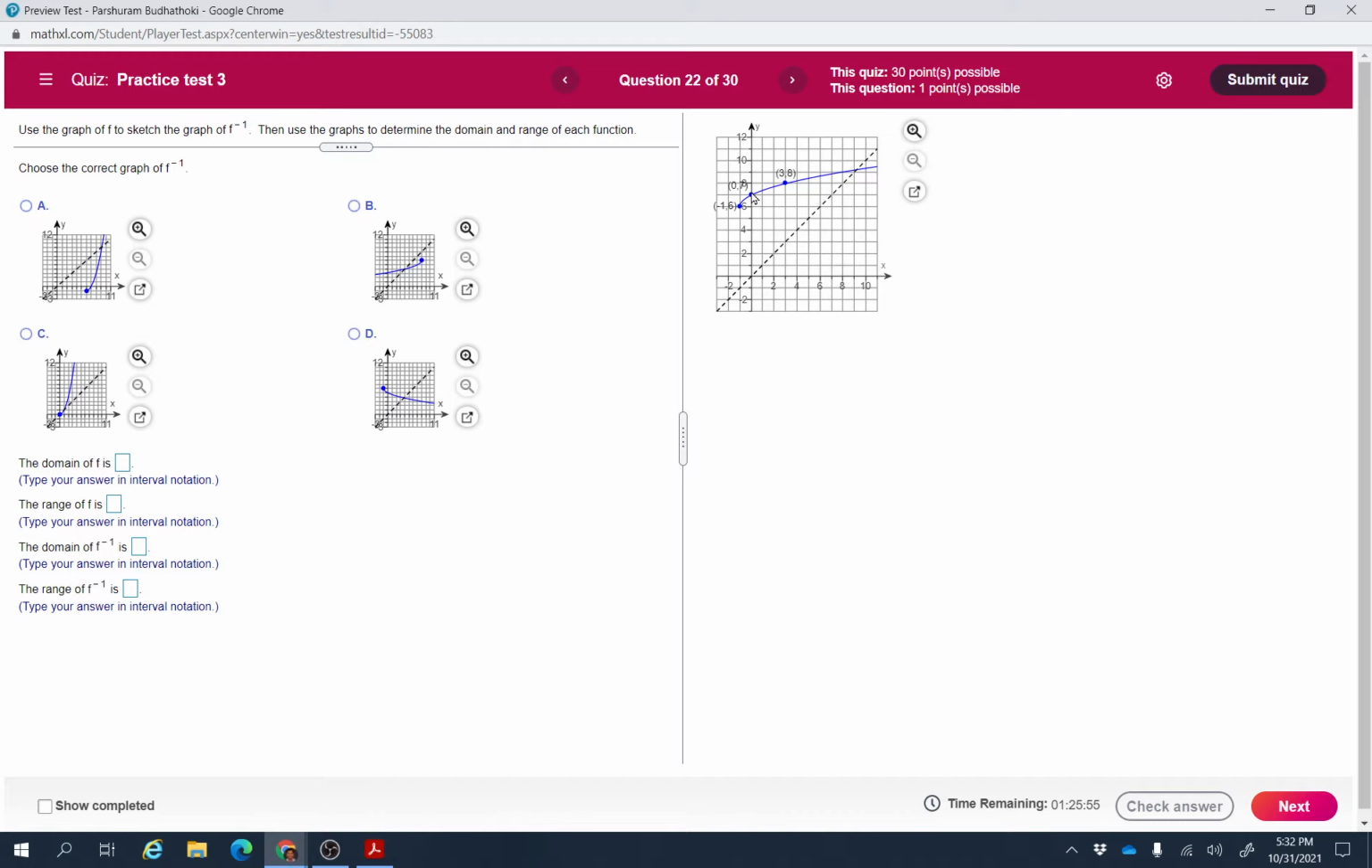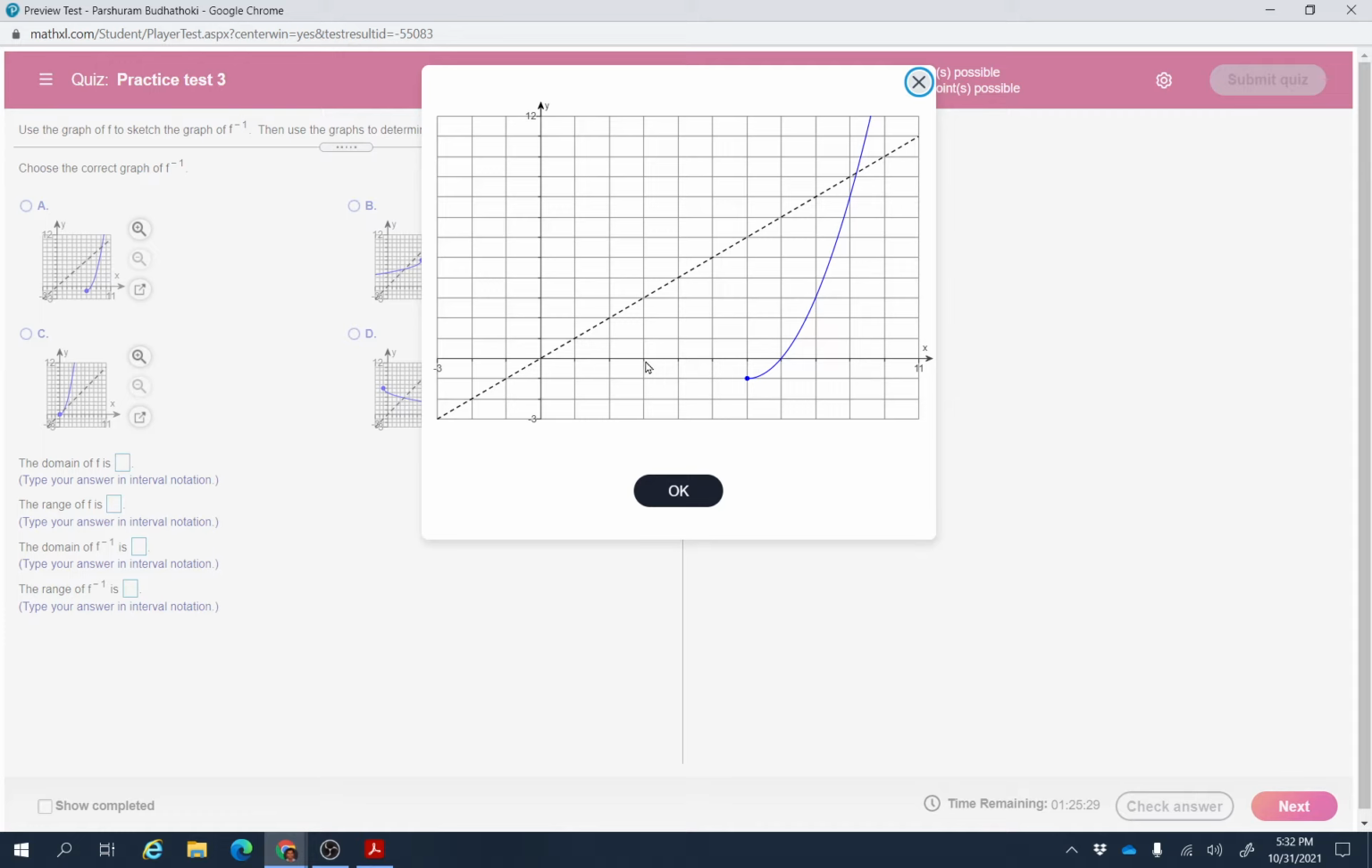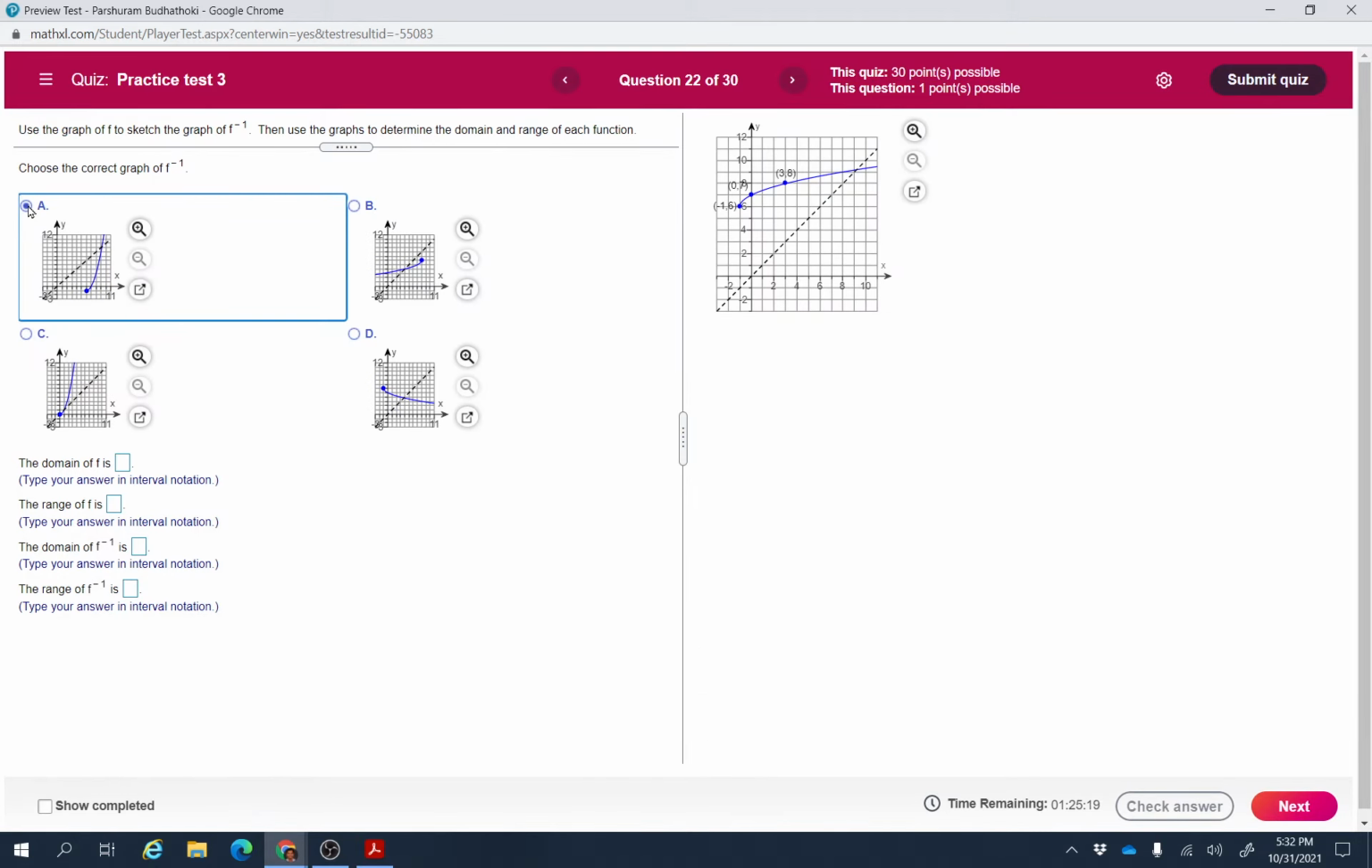And those two graphs, f and f inverse, should look like mirror images if you place a mirror on this line. So find the graph among these four graphs which has the points (8, 3), (7, 0) and (6, -1). So let's find out. This is 1, 2, 3, 4, 5, 6, negative 1, 7, 0, 8, 1, 2, 3. So this is the right choice.